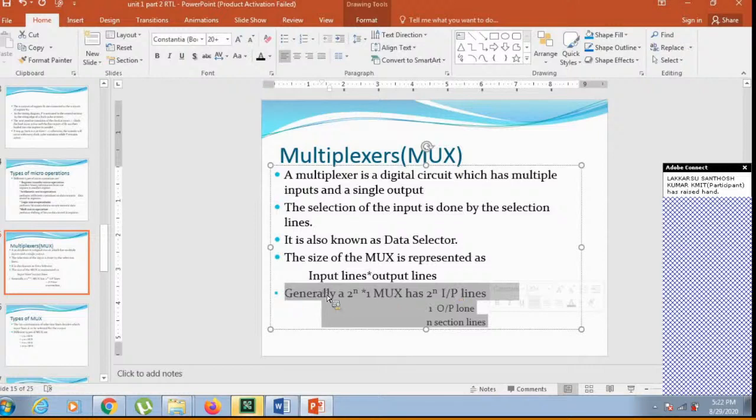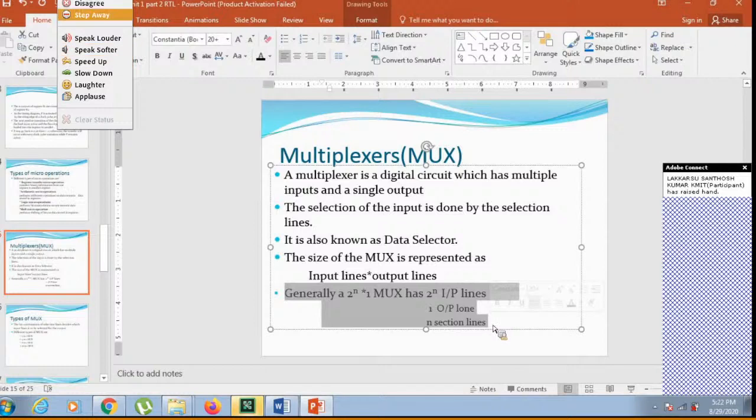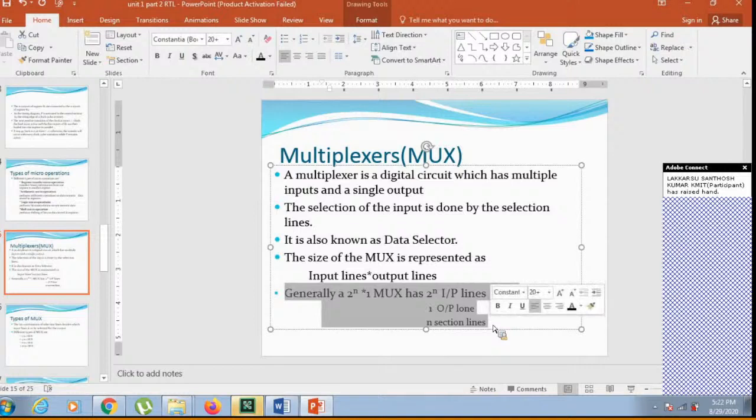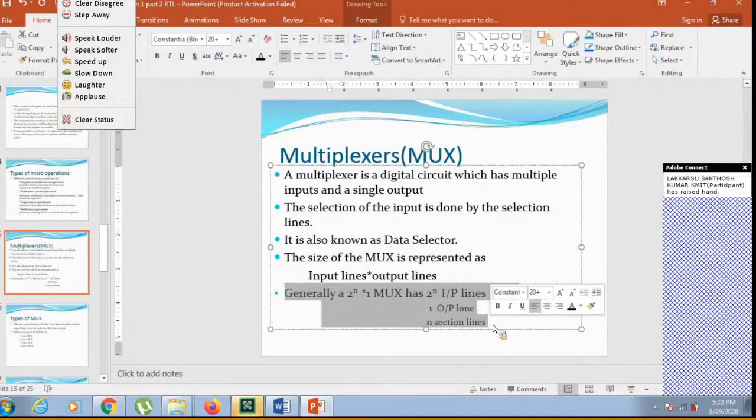So 2 power n are the input lines, 1 is the output line, and the number of selection lines is n. What are these selection lines for? Selection lines are used to decide which input line is to be selected to get the output function.